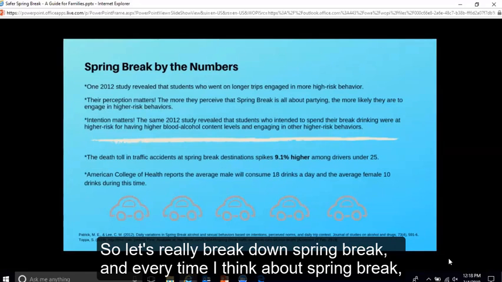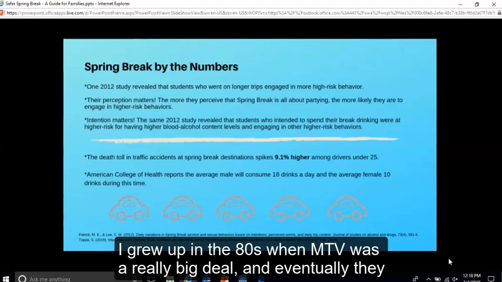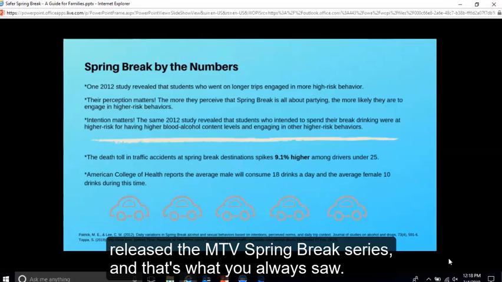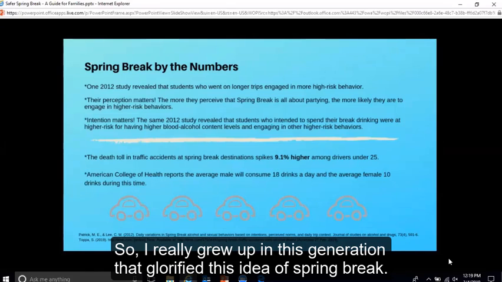And every time I think about spring break, I'm definitely from that MTV generation. I grew up in the 80s when MTV was a really big deal. And then eventually they released the MTV Spring Break series. And that's what you always saw, were all these people out on the beach, and they were drinking, and there were bands. And so I really grew up in this generation that glorified this idea of spring break.